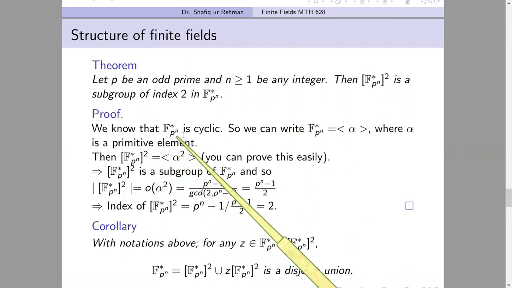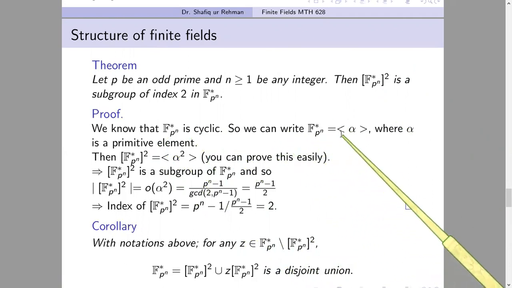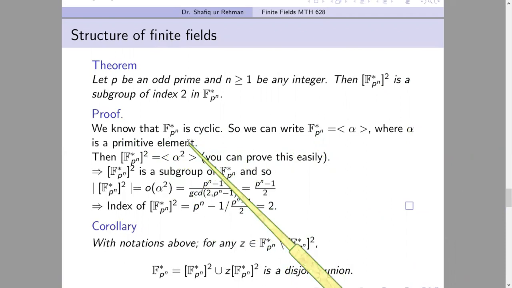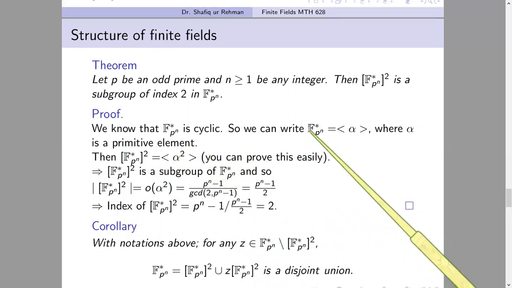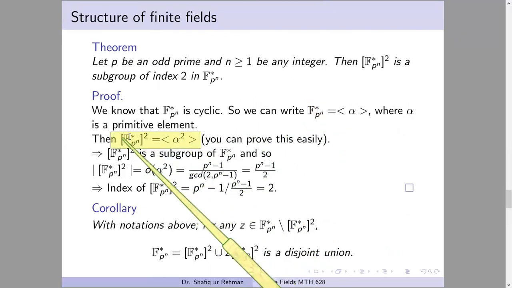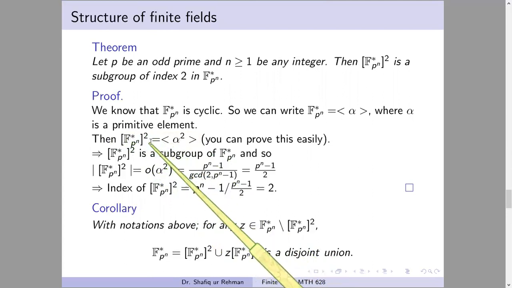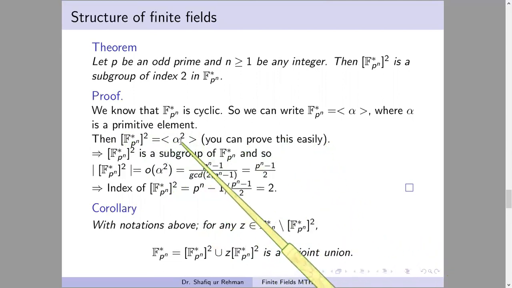We know that F_{p^n} star is cyclic. क्योंकि ये cyclic है, so we can write F_{p^n} star equals generated by some alpha, where alpha is a primitive element. Now if we take the square of all the elements, then that set will be generated by alpha square. You can check it, it's very easy. If some group is generated by alpha, then if we take the square of all the elements, that set will be generated by alpha square. If we take any group and take all the powers of some element, it becomes a subgroup. So this is a subgroup of F_{p^n} star.